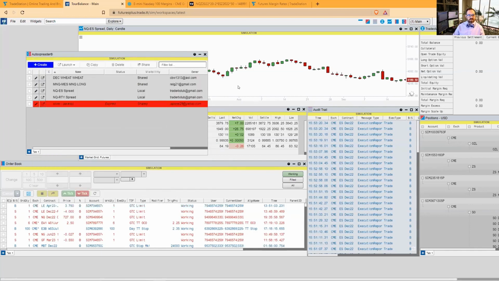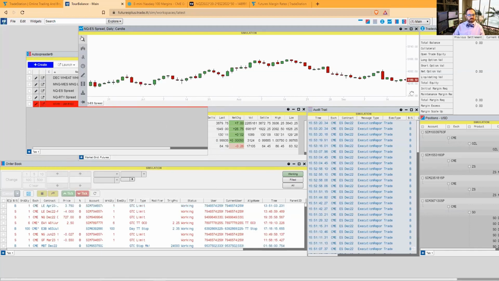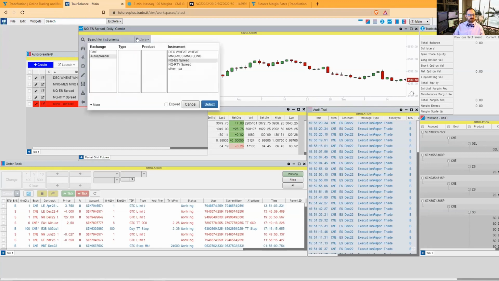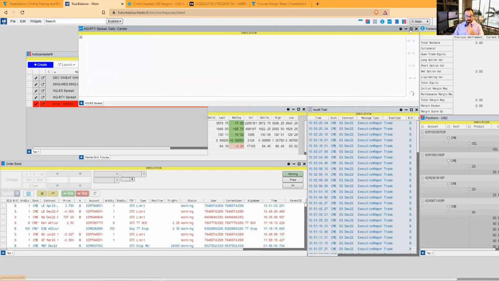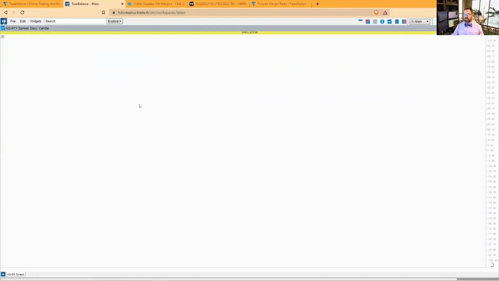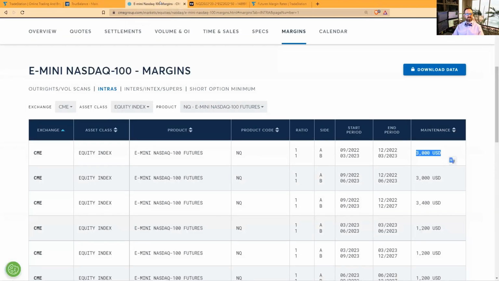Hit save. And now if I want to go into a spread and chart that spread that I just created, I can go to Explore, Auto Spreader, and there it is, NQ RTY spread, and bring it onto my charts. And I can trade it. So it just takes a few moments to load. But you have to use notional values and you have to be delta neutral for these securities.